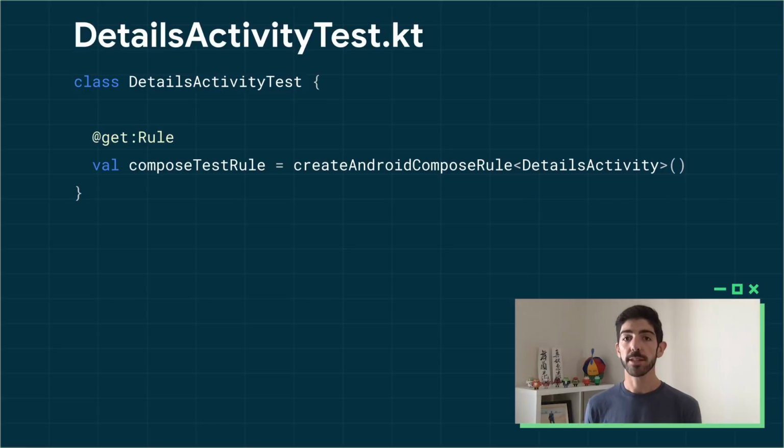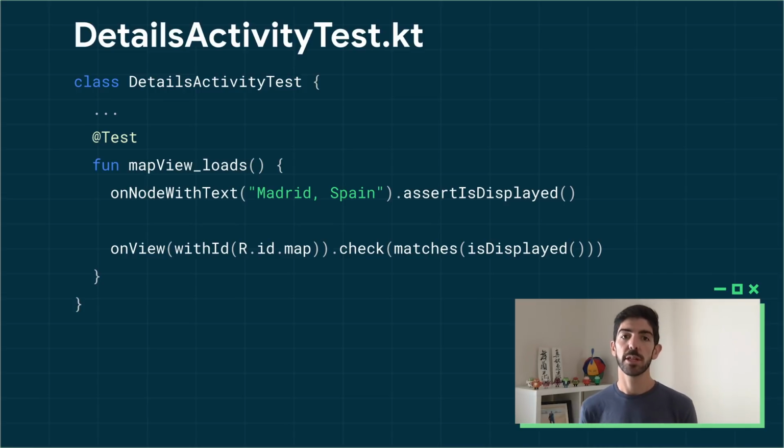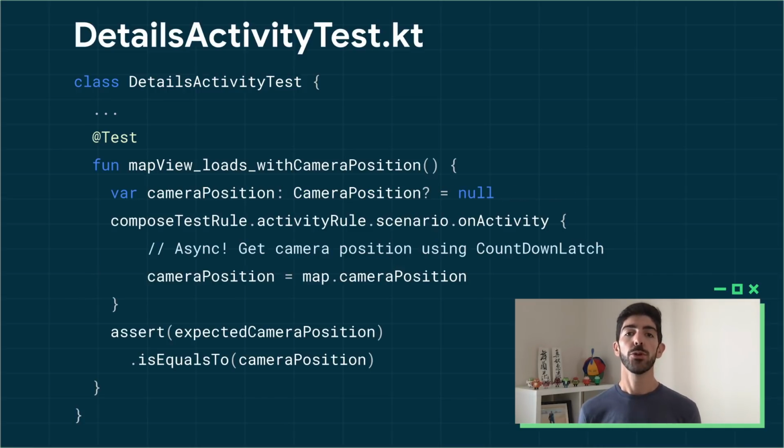To test Crane's details activity that contains the map of the city, we need the createAndroidComposeRule, since we'll be interacting with Compose and view code. In the test, we can use Compose testing APIs to check for composed UI, and Espresso to check for views in the view system. Also, you can use the onActivity method of the scenario of the activity rule to access information from the map view, which was inside Compose. Here, we grab the camera position from the map view and assert that it is the correct one.